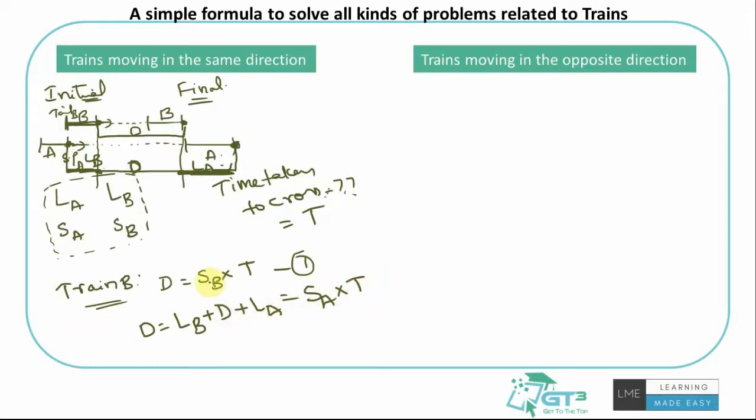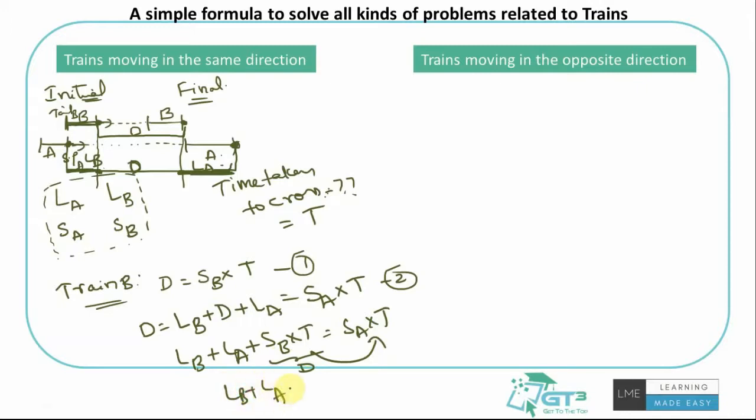I know D is SB into T, right? I can use equation 1 and substitute here. So LB plus LA plus SB into T, that's for D. I'm substituting this from the first equation, equals SA into T. Let me send this to this side. It will give me LB plus LA is equal to SA minus SB into T. So finally, the time taken would come as LB plus LA by SA minus SB.